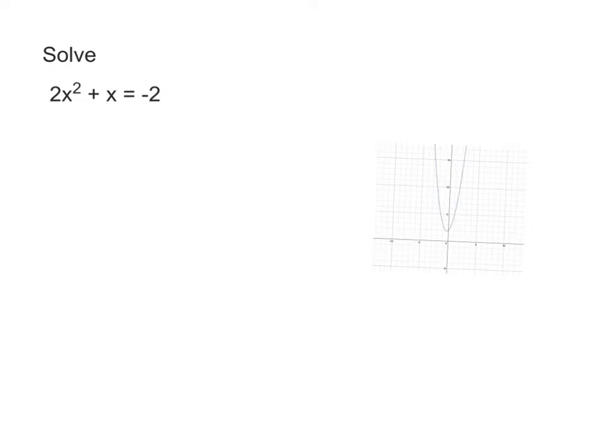Here's another one that we need to solve. 2x squared plus x equals -2. What's different about this one? Yeah, there's no 0. So we need to do that first step where we manipulate it to come up with a 0. So all I'm going to do is add 2 to both sides of the equation so that I get 2x squared plus x plus 2 equals, and then it's -2 plus 2, so it's 0. Then I'll graph the related function, which is y equals 2x squared plus x plus 2.